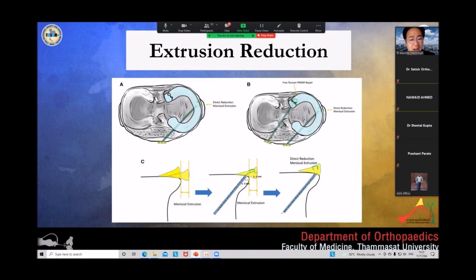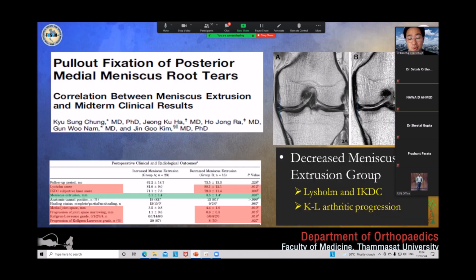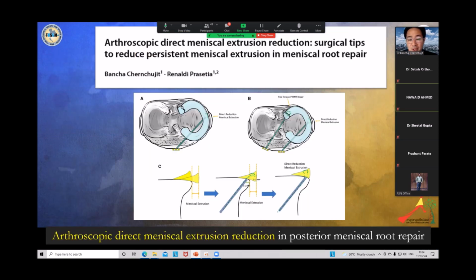I propose extrusion reduction because in 50% of my root repairs, the meniscus cannot be reduced. Even when the meniscus heals well, the extrusion still persists. Extrusion reduction restores the tension, strength, and shock absorption, and also prevents the progression of osteoarthritis. From this article, they found that if you have good extrusion reduction, the patient will have better Lysholm score, IKDC score, and KL arthritic progression after the surgery.